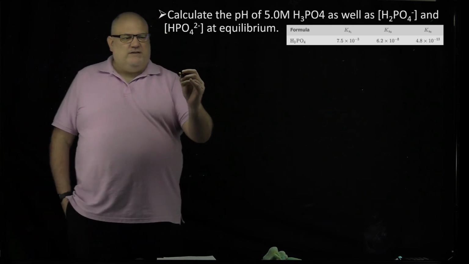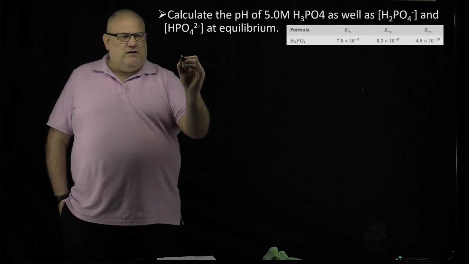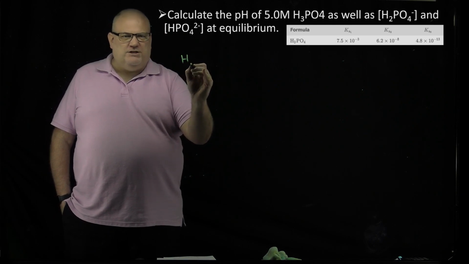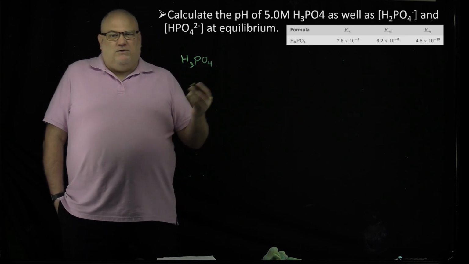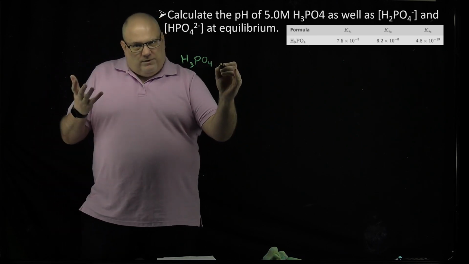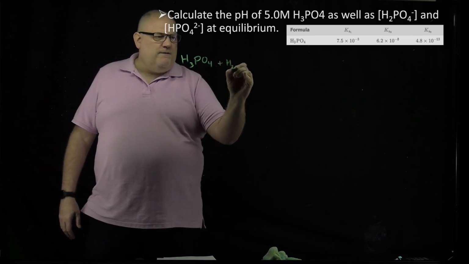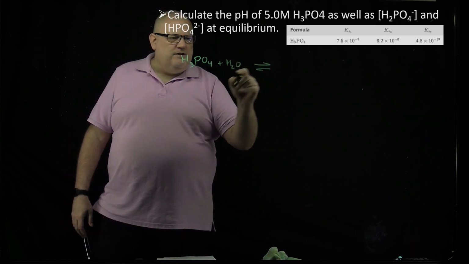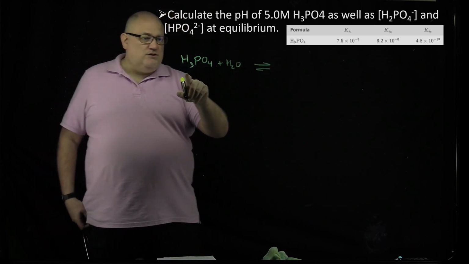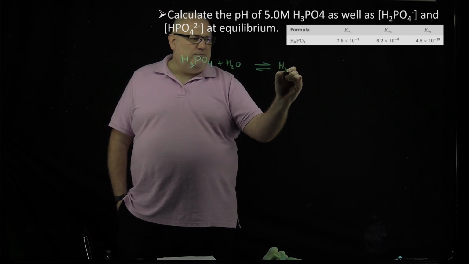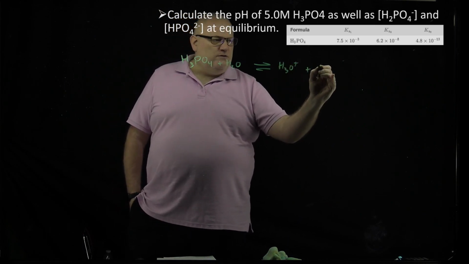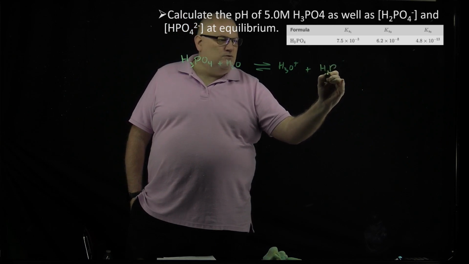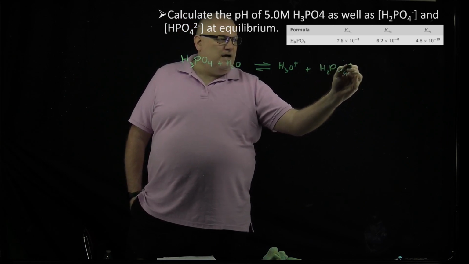So our first thing, as we always do, is we want to write our equilibrium expression. So we're going to write H3PO4, and what are we going to do with this, I wonder? What's the only thing we can do with it? Throw it into water, right? So we're going to throw it into water. And remember, in this case this water is acting as a base, so it's going to grab that hydrogen. It's going to form H3O plus, which we know as H plus. And left over is going to be H2PO4 minus.